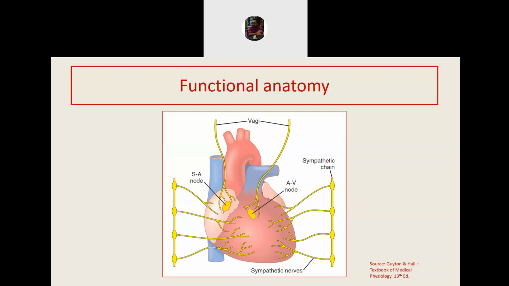Because SA node is a right-sided structure, it is supplied by the right-sided nerves. So it is supplied by the right vagus, and also most of the sympathetic fibers that it receives are from the right stellate ganglion. Similarly, the AV node being developmentally a left-sided structure, it is supplied by the left vagus nerve and also by most of the fibers of the sympathetic chain on the left side, also coming mostly from the stellate ganglion.